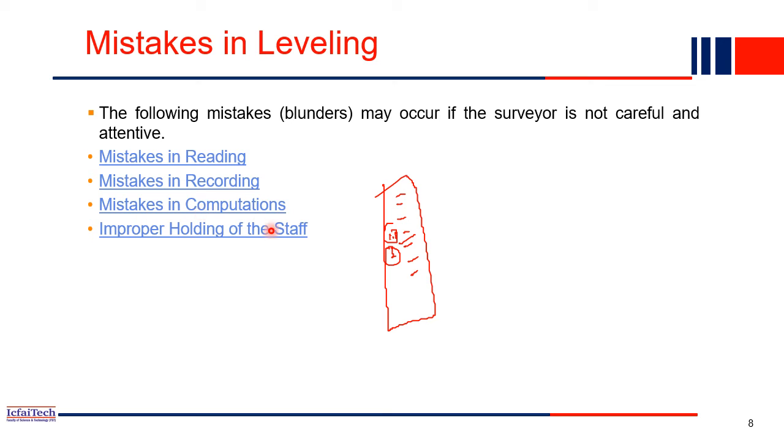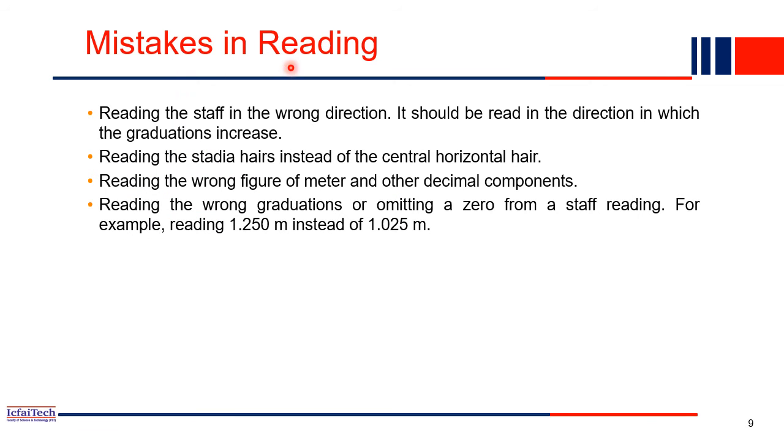Next one is mistakes in computation. Already we have discussed, right? The addition and subtraction we have to do in the table using the rise and fall method, or maybe the height of instrument method. So there also may be mistakes. And the fourth one is improper holding of the staff. Now, the mistakes in reading, what mistakes can be made, that we have already discussed.